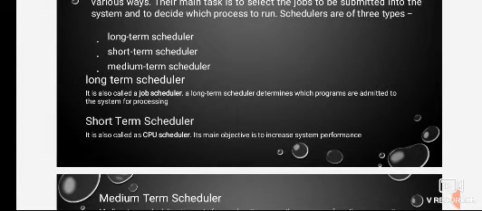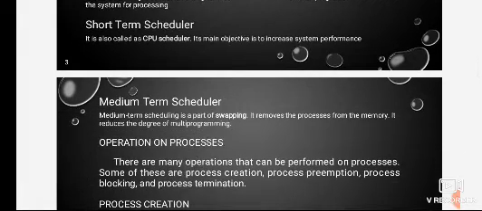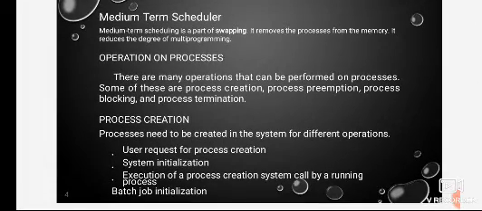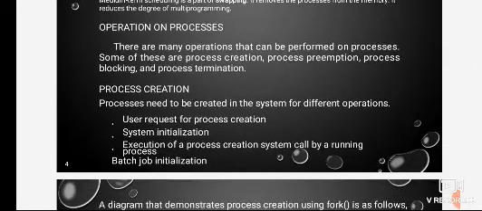The first one is the long-term scheduler. It is also called a job scheduler. A long-term scheduler determines which programs are admitted to the system for processing. Short-term scheduler, it is also called a CPU scheduler. Its main objective is to increase system performance. Medium-term scheduler is a part of swapping. It removes the process from the memory. It reduces the degree of multi-programming.